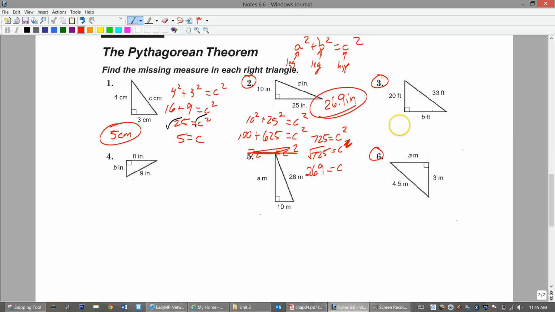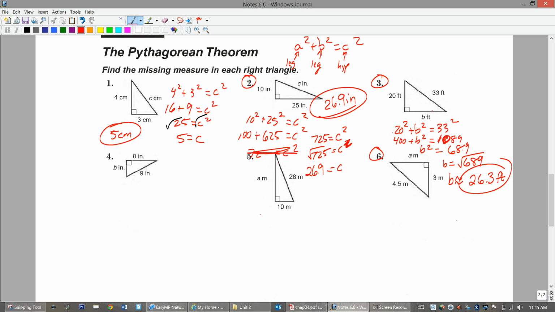So number 3, you would do 20 squared plus b squared equals 33 squared. 20 squared is going to be 400 plus b squared equals, what's 33 squared? 1089. So then subtract 400 from both sides. So you get 689. Square root that. B is the square root of 689, which is about 26.3-ish feet, right?